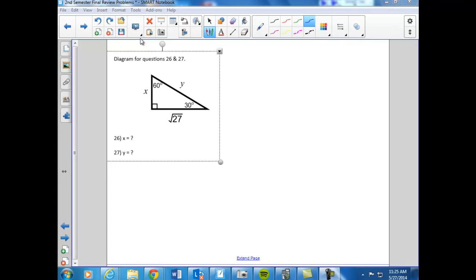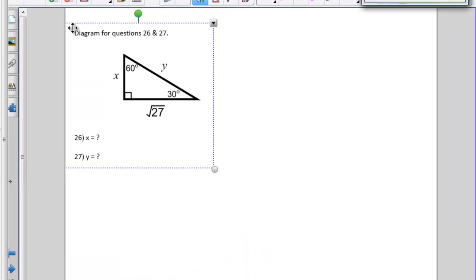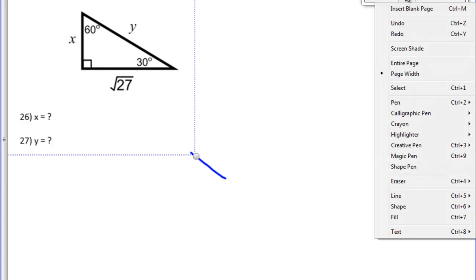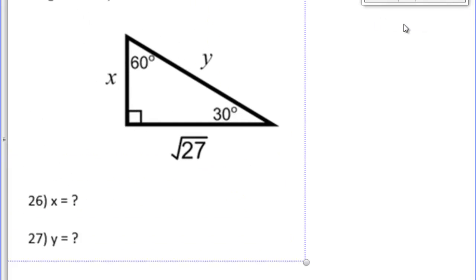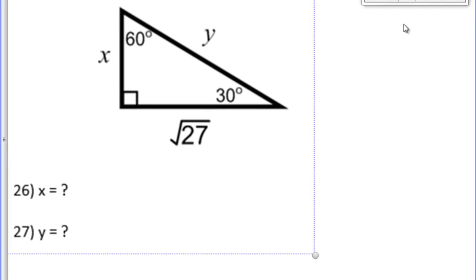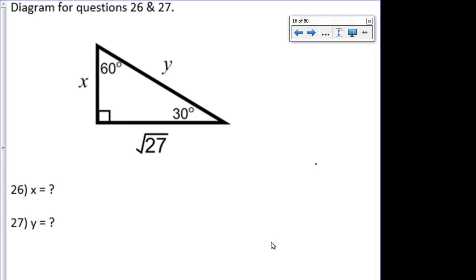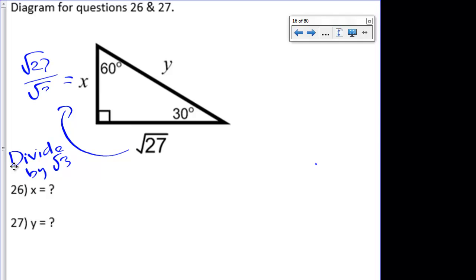Okay, it's number 26 and 27. This is a more difficult case of the special right triangles. You're given the leg that's opposite the 60-degree angle, and it's in the form of a radical. So find the short leg first. To go from the side opposite the 60-degree angle to the side opposite the 30-degree angle, simply divide by radical 3. So x is equal to square root 27 divided by square root 3.